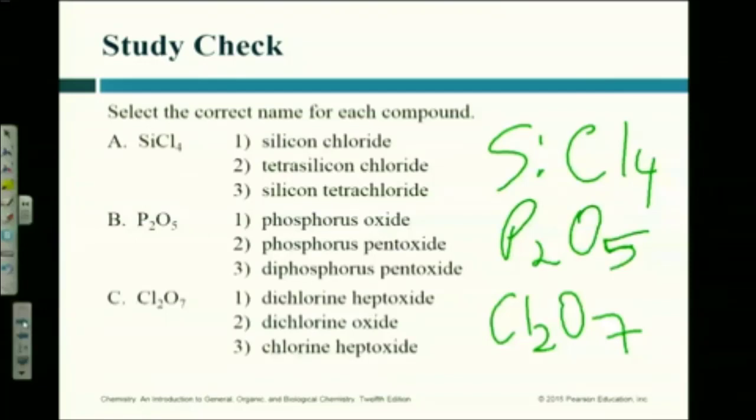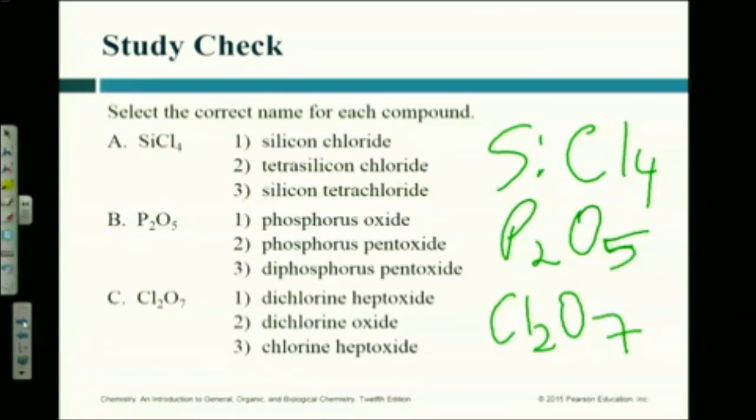B is the easiest one up there, I think. Why? Because how many phosphorus do you have? 2. So that means it is what? Diphosphorus. There's only one choice, right? Number 3, diphosphorus pentoxide.